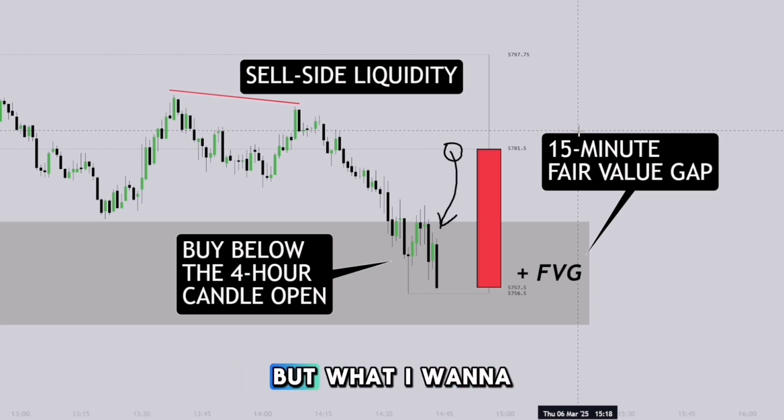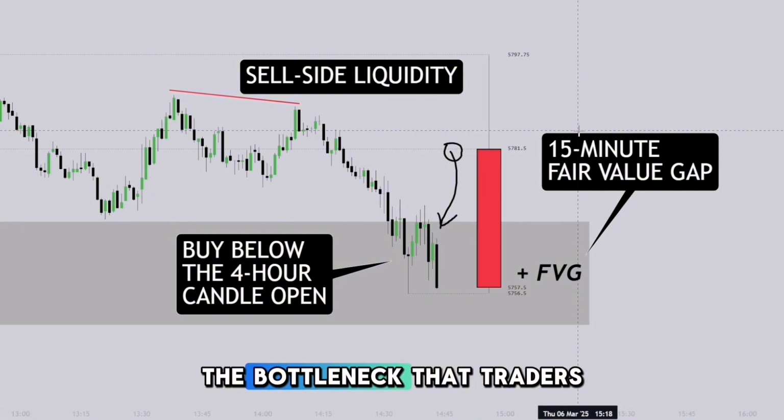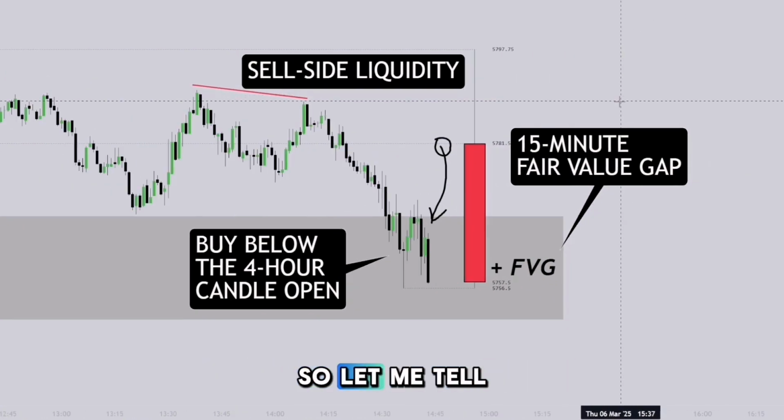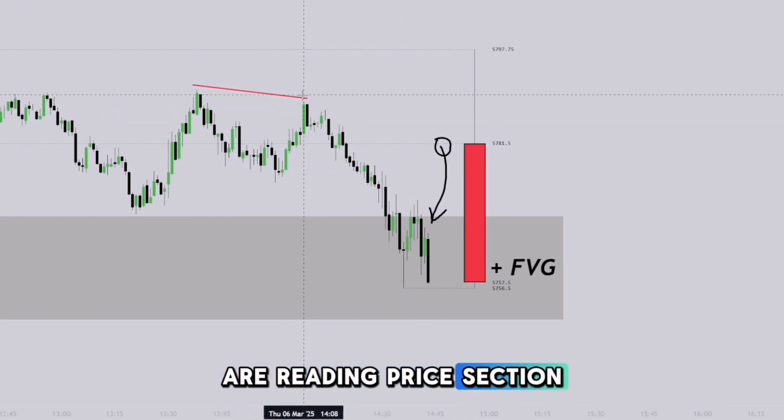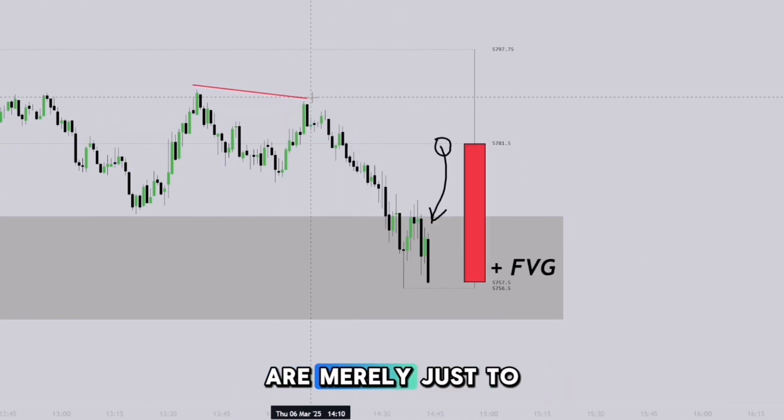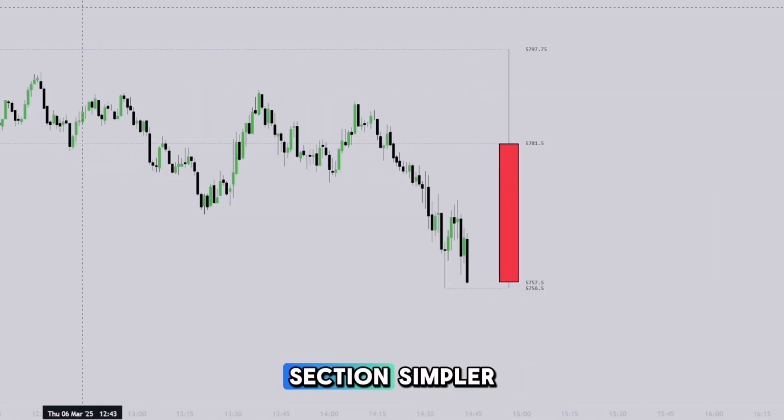But what I want to go over in this session is the bottleneck that traders have, which is basically using indicators correctly. So let me tell you something about indicators. You don't need any of them because we are reading price action. The indicators you see on your screen are merely just to make reading price action simpler.